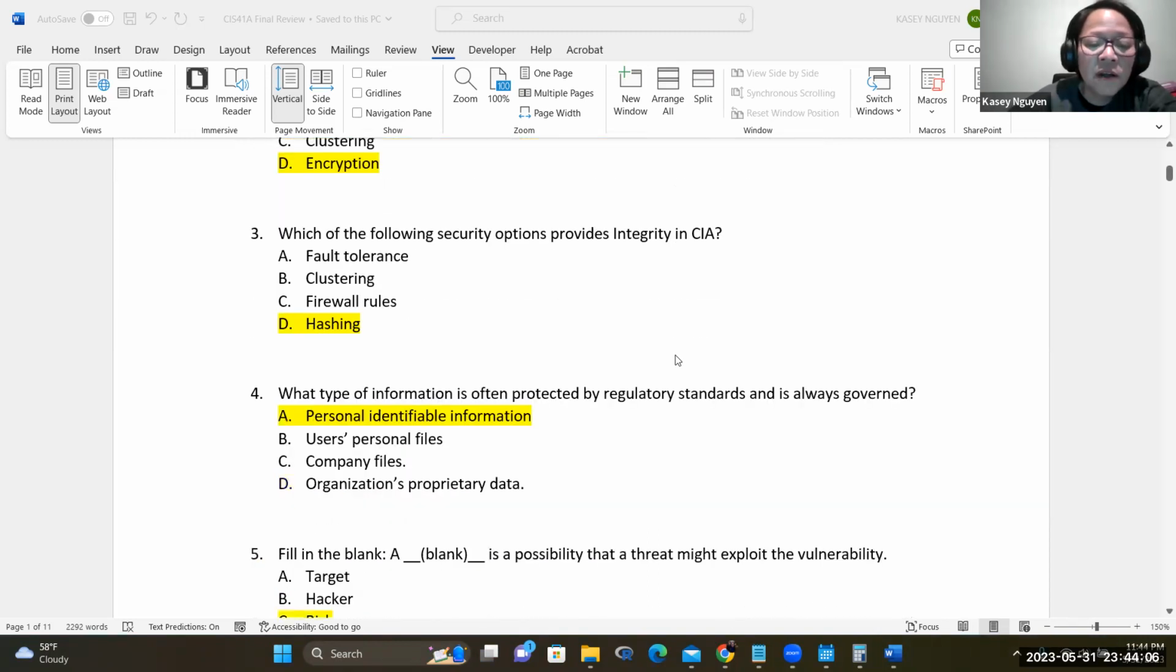For question number 4, it asks you what type of information is often protected by regulatory standards and is always governed. And that's your personal identifiable information, your PII. This is critical in data privacy and also for organizations to protect. It is required in a lot of compliance areas, for example, HIPAA or even FERPA. So we want to make sure that we protect personal identifiable information to follow regulatory standards and compliance.